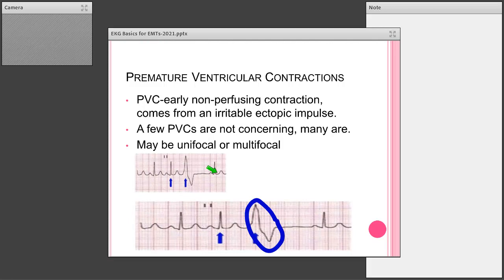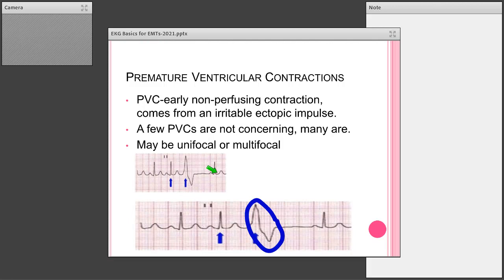It looks, well, we can only see one to see if it looks regular, so we can't really judge that. It's got a P wave for every one. It's a normal PR interval, a normal QRS. We just have this big unperfusing contraction in here. And again, you won't feel it when you're feeling a pulse on this patient.